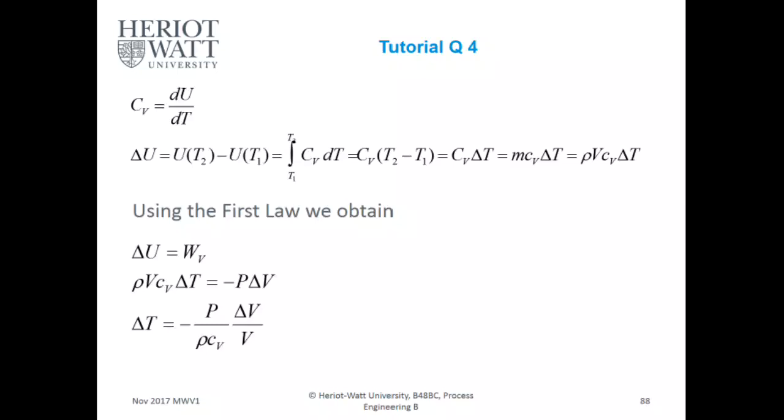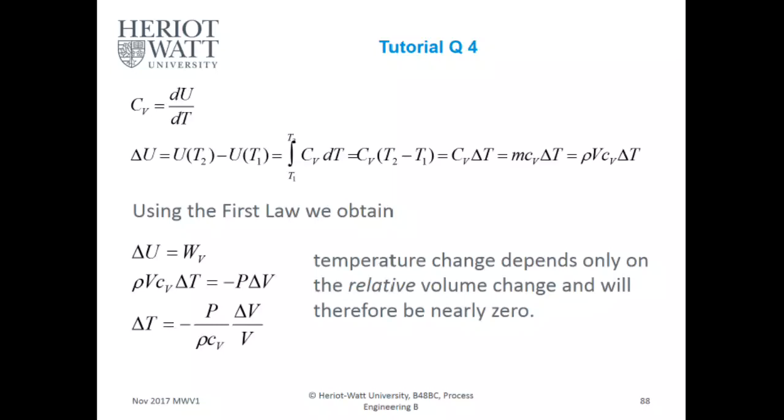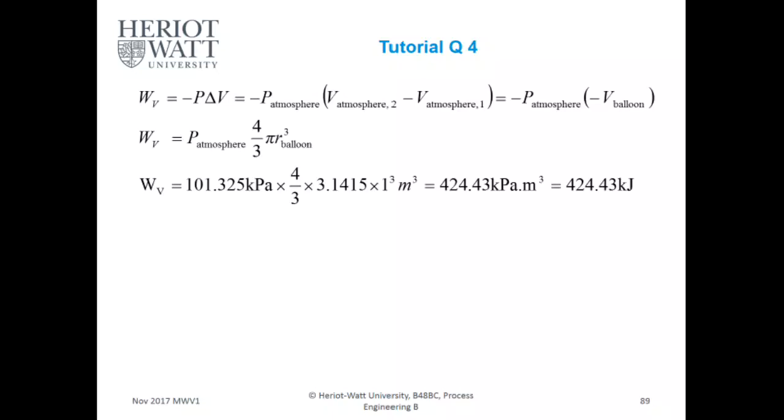So the unsubscripted parts of the equation are the universe. Really large numbers. Hence, the temperature change depends only on the relative volume change, and will therefore be nearly zero. So the volume of the universe is infinitesimally changed. Yeah. Physics land. And hence, you can derive your equation. You know that minus P change in volume. You know the change in volume of the atmosphere, which is your balloon, 4 over 3 pi r cubed, volume of the sphere, multiplied by your initial pressure, and you get your change in the volume work.